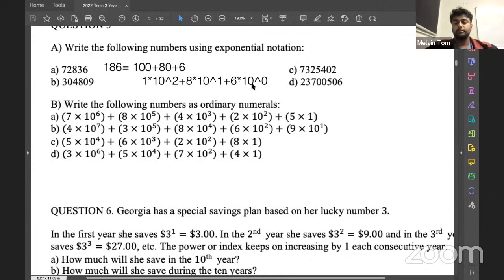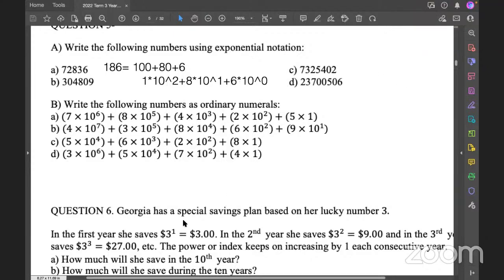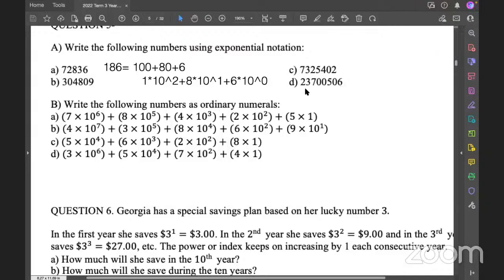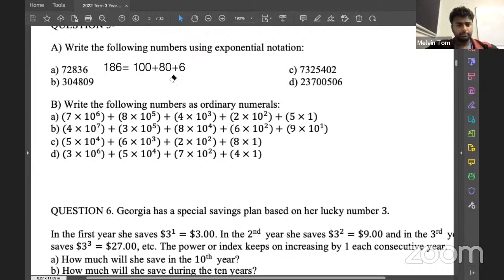Do you get it? Manus, do you get it? Yep, awesome. Okay, Aarti, do you want me to go through all the questions now? It's pretty straightforward. Can you just do A? Should I just do question 1? Question A, and then you'll pretty much understand the rest of it, right?